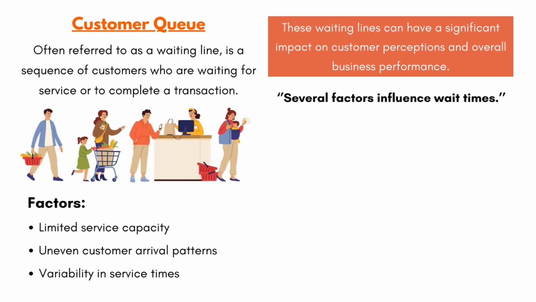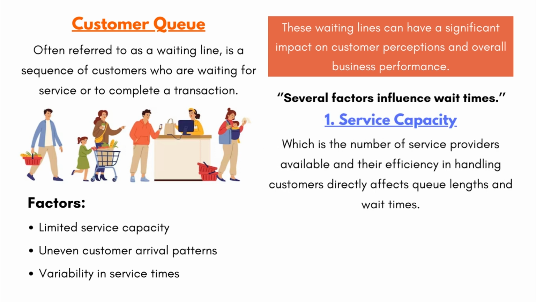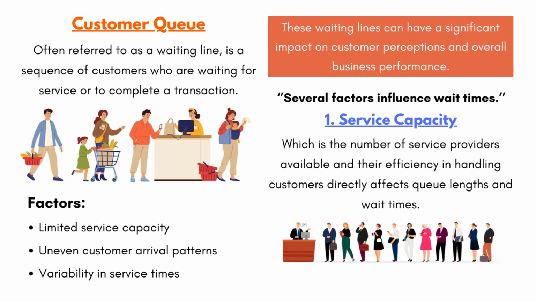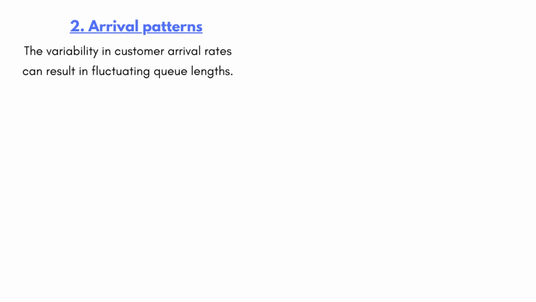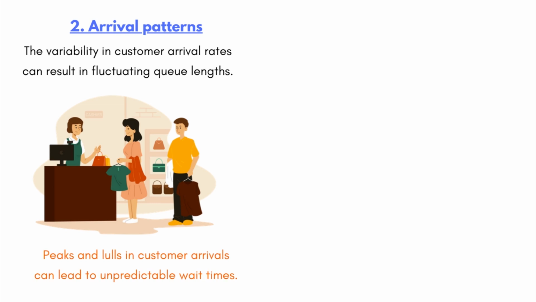Several factors influence wait times. The first is service capacity, which is the number of service providers available, and their efficiency in handling customers directly affects queue lengths and wait times. Insufficient service capacity can lead to longer queues and frustrated customers. Another factor is arrival patterns. The variability in customer arrival rates can result in fluctuating queue lengths. Peaks and lulls in customer arrivals can lead to unpredictable wait times.